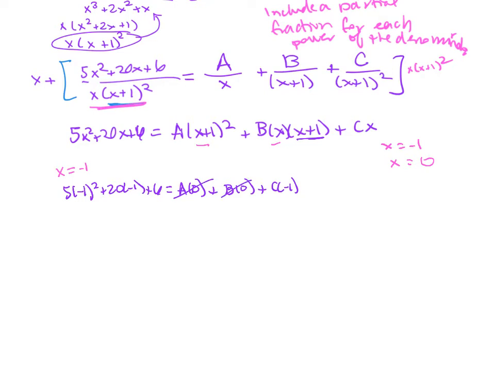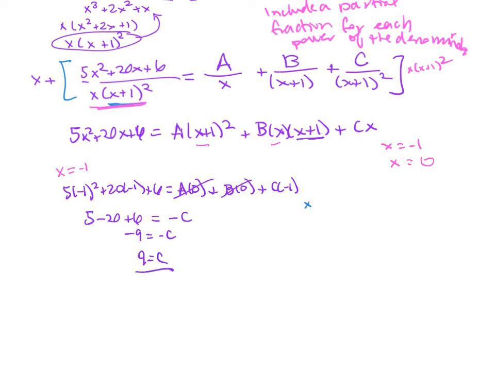That'll help us solve for c, or negative c. So this becomes 5 minus 20 plus 6 equals negative c. So negative 20 plus 6, that is going to be negative 9 equals negative c, or 9 equals c.